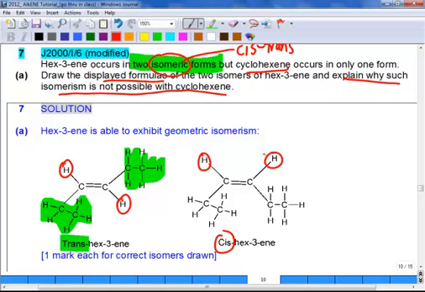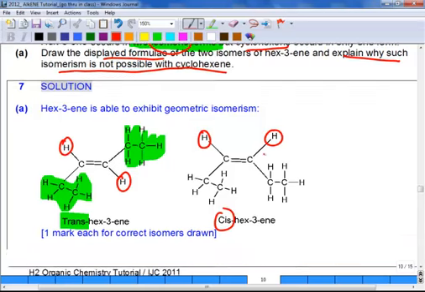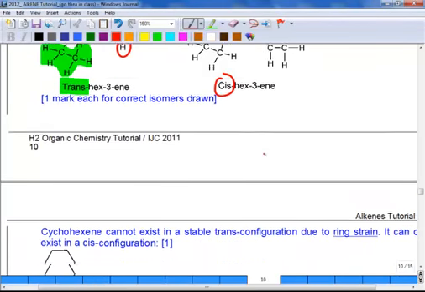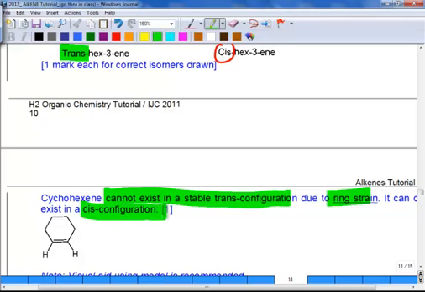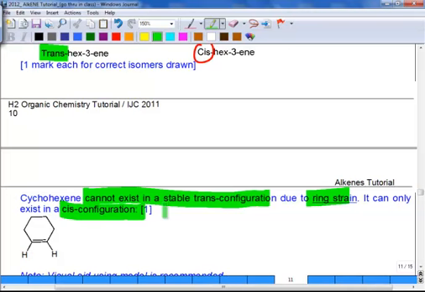Okay, can we move on to 7B already? We have still not copied this part yet. Cyclohexene cannot exist in trans. It can only exist in cis. Cis, right? This part same side, only cis. Is it okay? Not cis, then trans. Because over here there's a ring here, right?